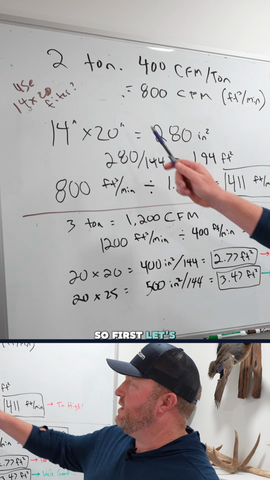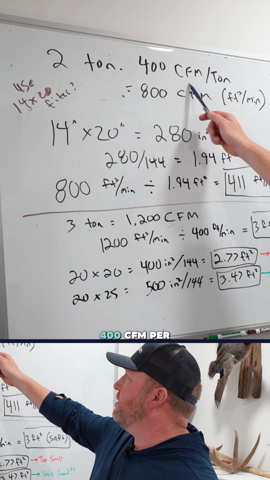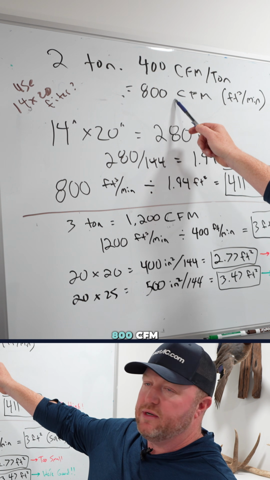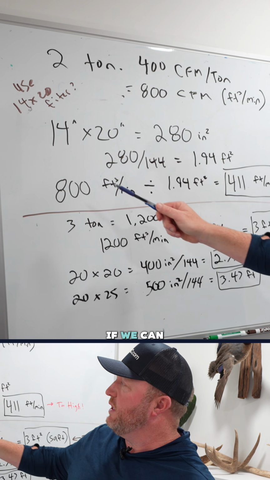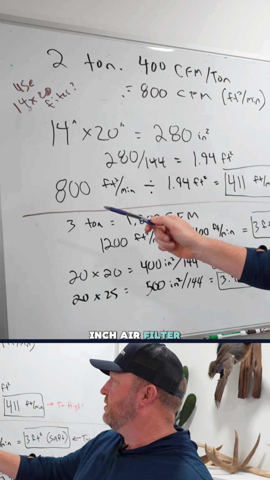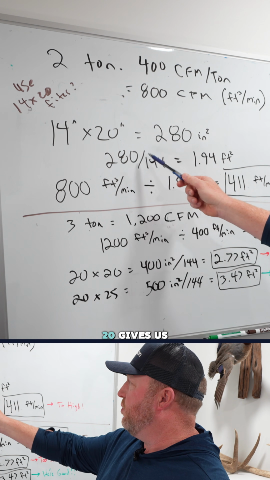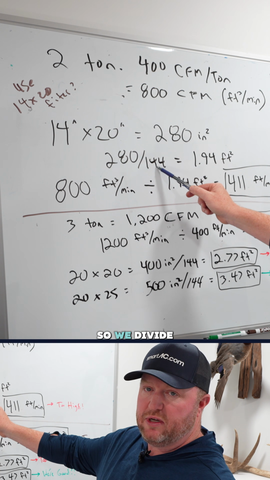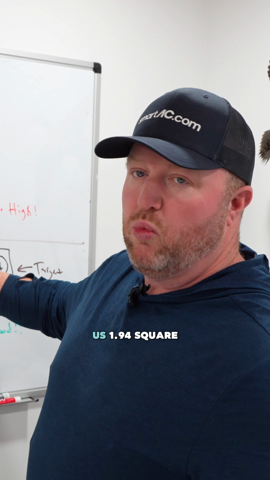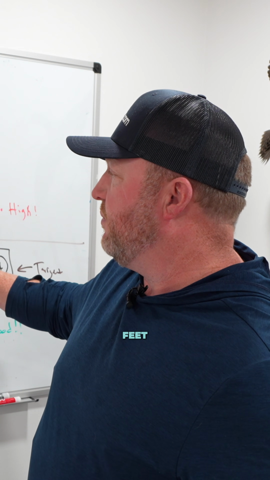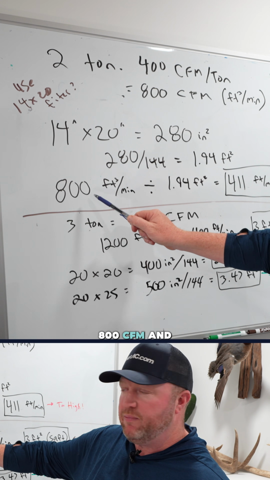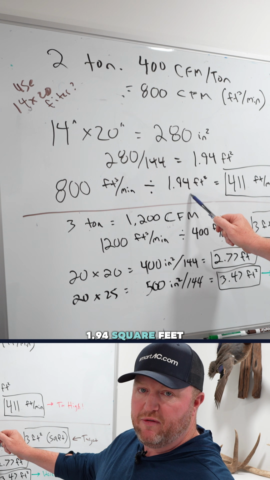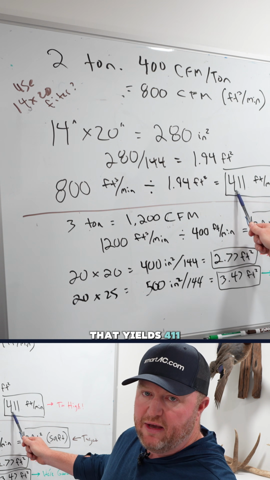So first, let's say that we have a 2-ton unit, standard 400 CFM per ton, giving us 800 CFM. We want to know if we can use a 14-inch by 20-inch air filter on that system. So 14 by 20 gives us 280 square inches. We need to convert that to square feet, so we divide by 144, giving us 1.94 square feet. If we've got 800 CFM and we divide by 1.94 square feet, that yields 411 feet per minute.